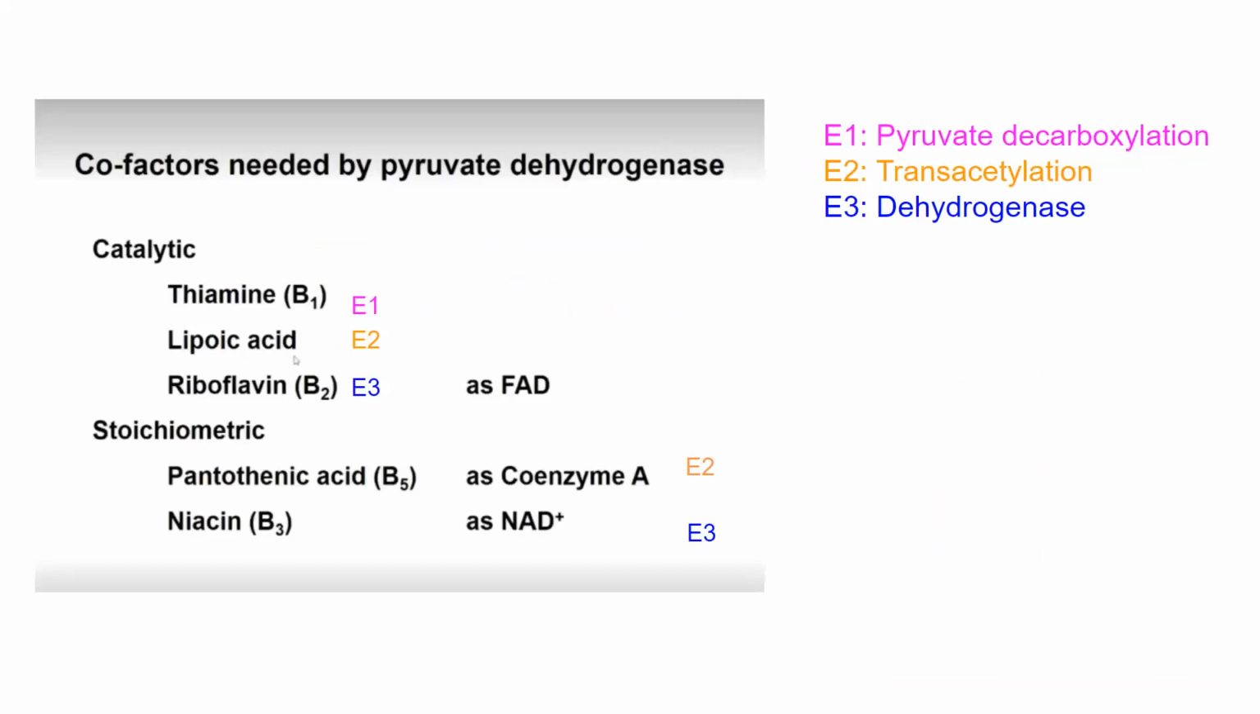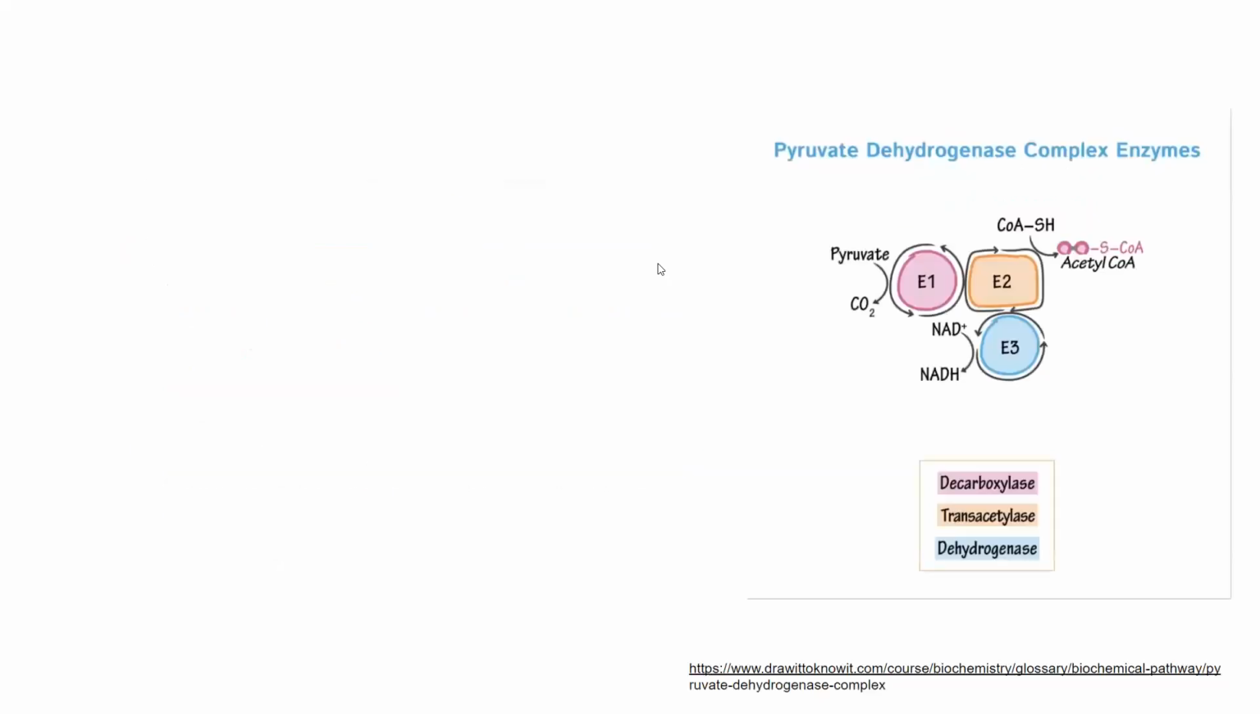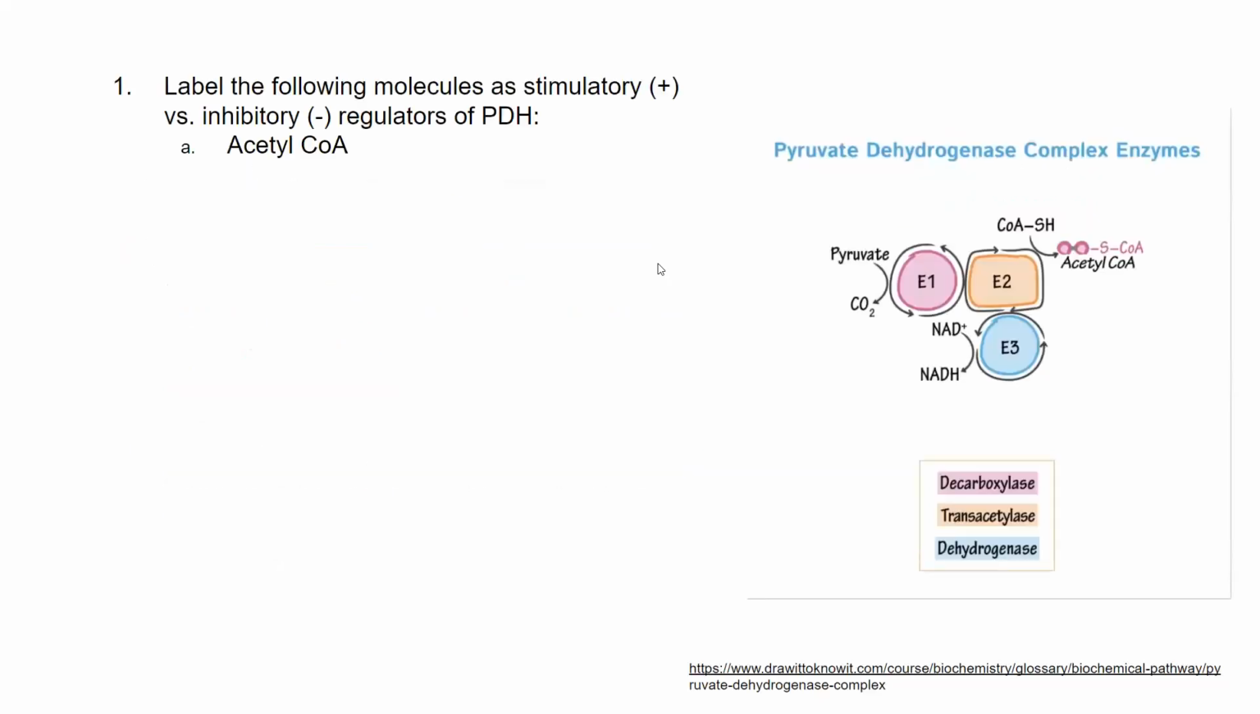There's 5 of them. And I really don't think you need to know where each of them act, but I would know that they're necessary. Okay, a lot of B vitamins. Okay, B1, B2, B3, and B5, and then lipoic acid are all important. Okay, this is important too. So there's a lot of regulation of this enzyme. We're going to go through all the different regulators, and you're going to tell me if they stimulate or inhibit PDH. Okay, acetyl-CoA.